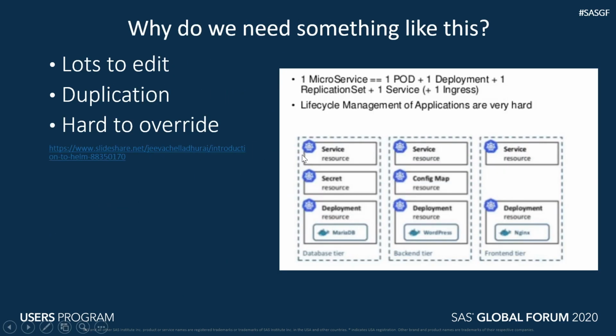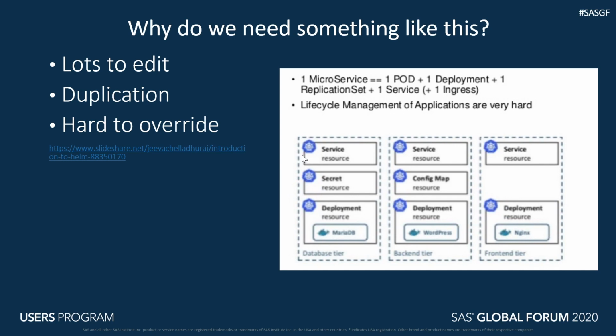But the basic idea of why we need something like this: if you think about what we've looked at so far, we have different files to specify the services we want to have, different files to specify the deployments, different files to specify whatever it might be, ingresses, secrets, config maps. All of those are YAML files.